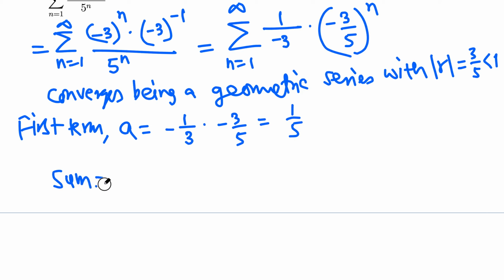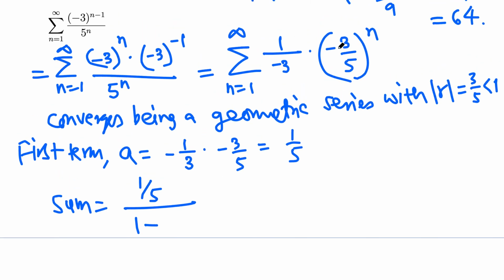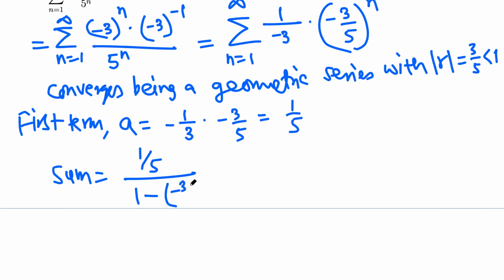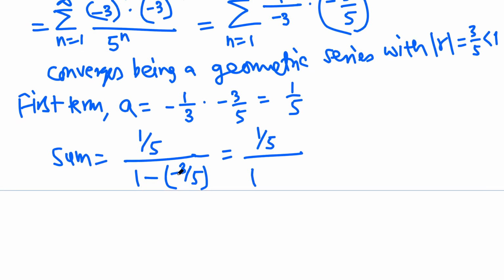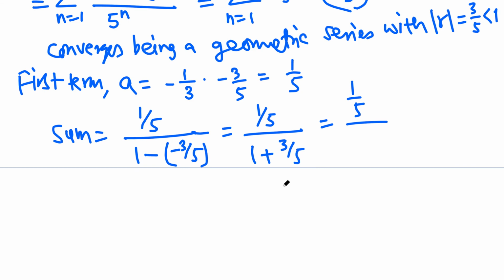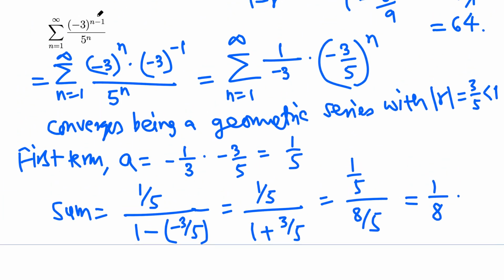Now the sum of the series is the first term all over 1 minus the common ratio. The common ratio is negative 3 over 5. So 1 over 5 on the top. 1 minus negative means plus 3 over 5. We add these two fractions. 1 is 5 over 5 plus 3 over 5. So 8 over 5. The 5s cancel. After we flip this fraction, then it is just 1 over 8. Okay, so if we add all the infinitely many terms, this comes out to be a final number, 1 over 8.